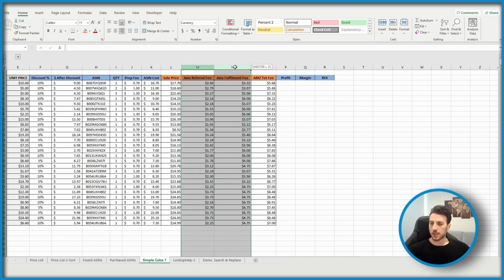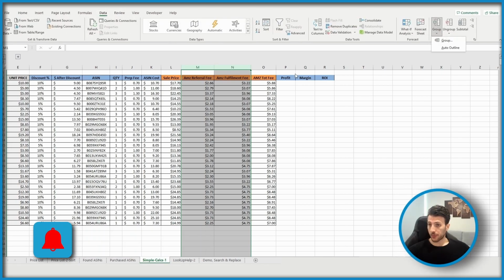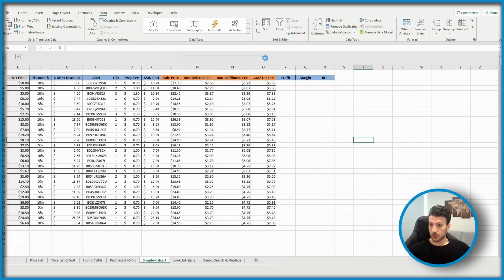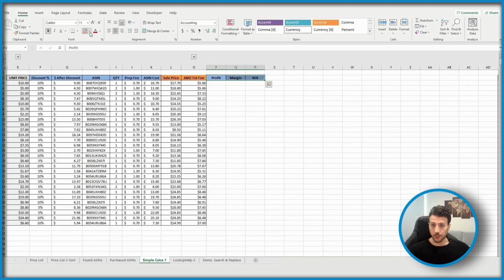Now, these two columns here, we don't necessarily need them anymore because we have the Amazon total fee. So we can either right click here and hide it, or I can undo that, and I can actually group them. To group them, of course, we go to data and click on group. And now they're grouped. We can minimize that. Okay, let's move over to the profit section. So this is profit, margin, and ROI. Let's make these green, because it's in the category of the profit section, so I like to have that green. Beautiful.